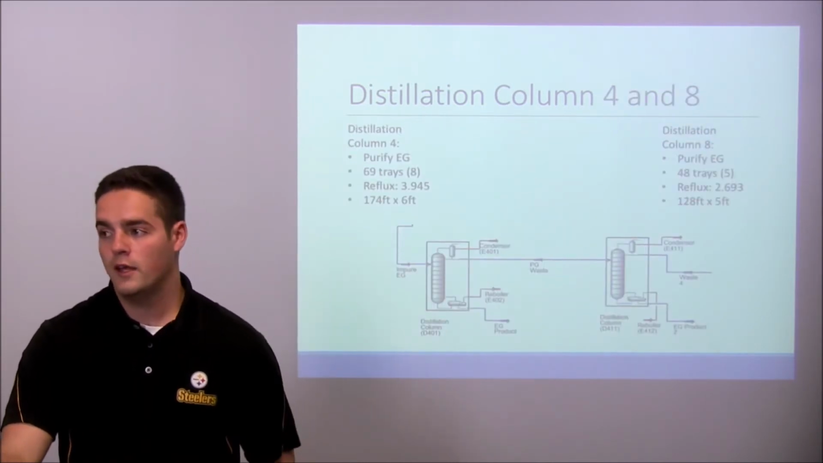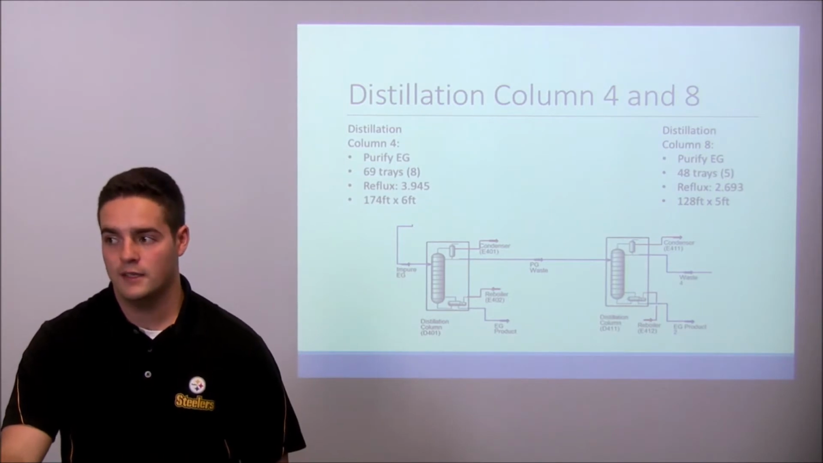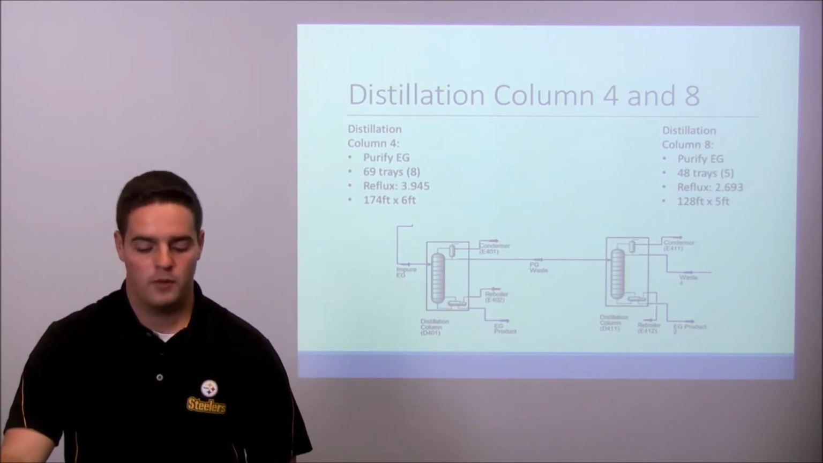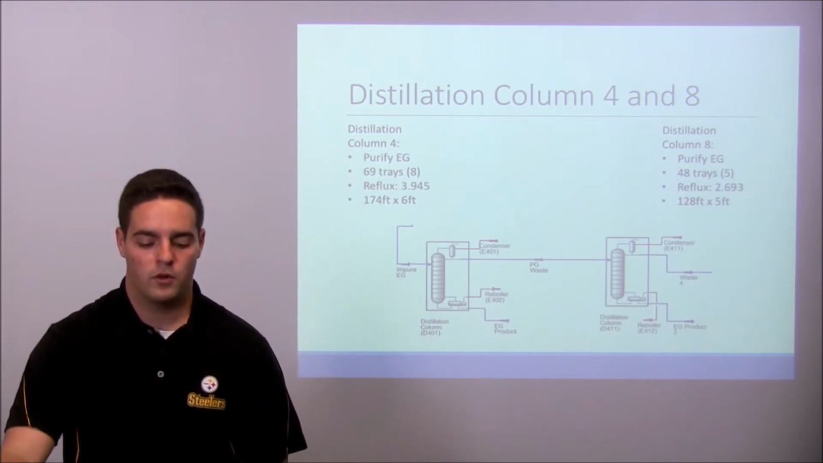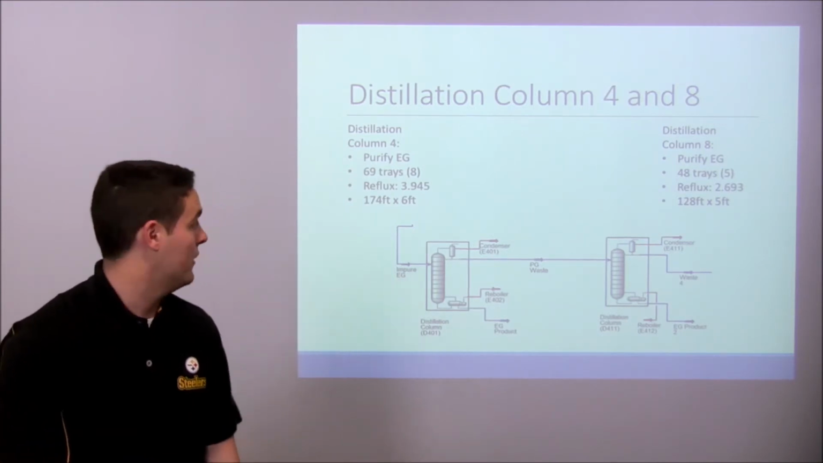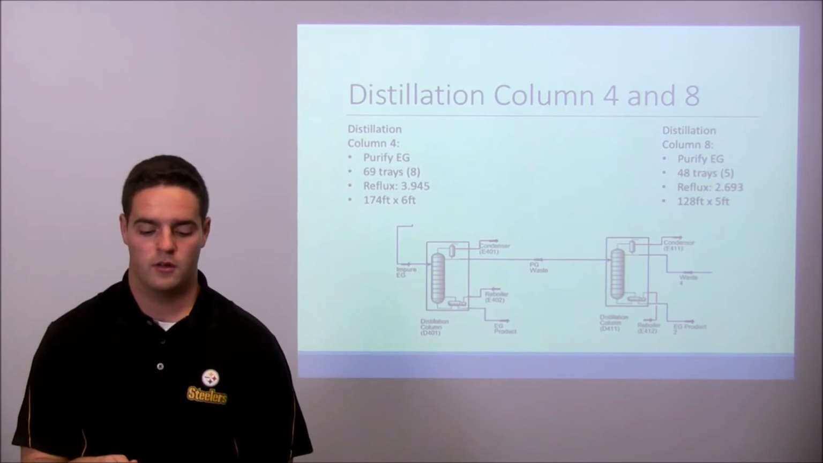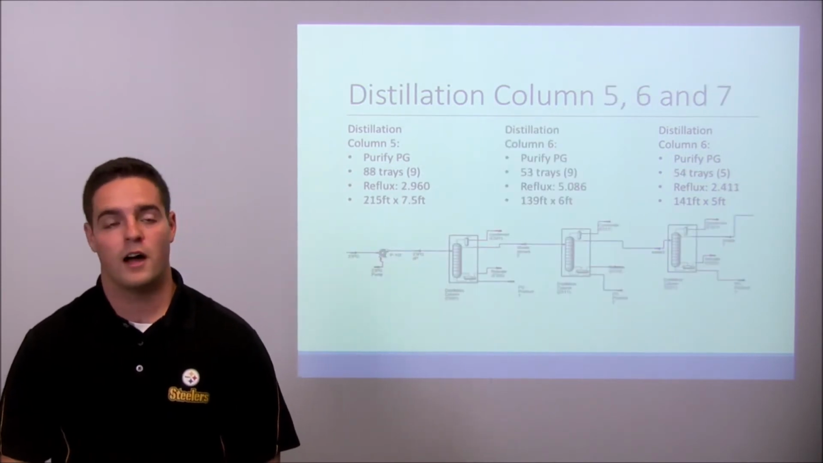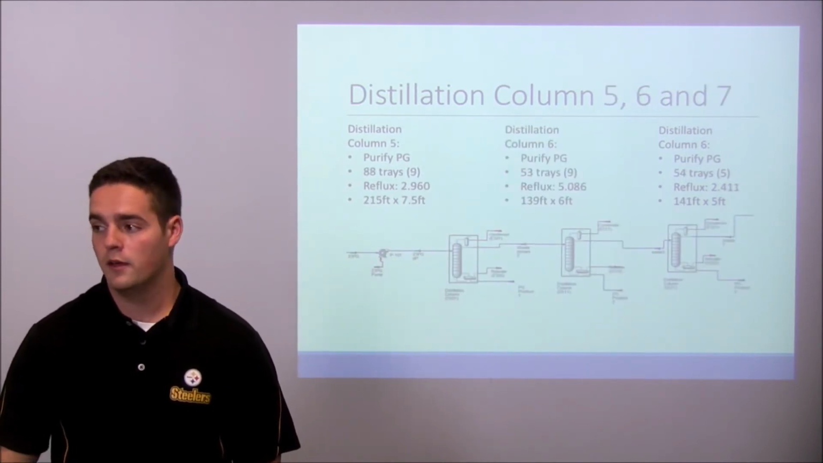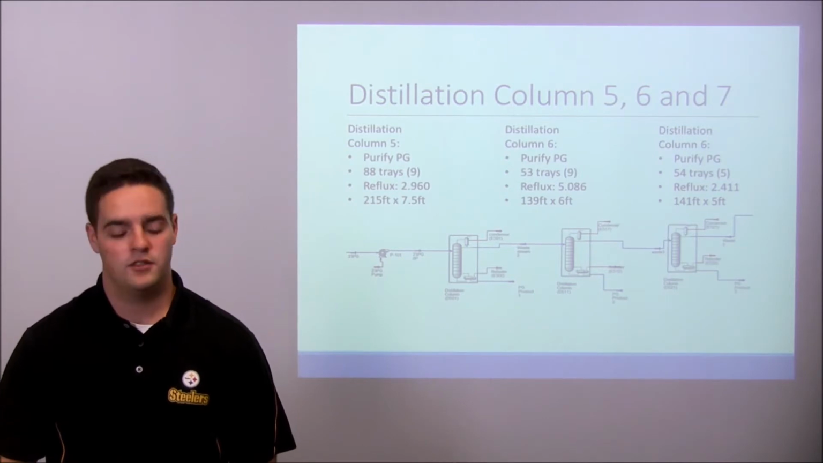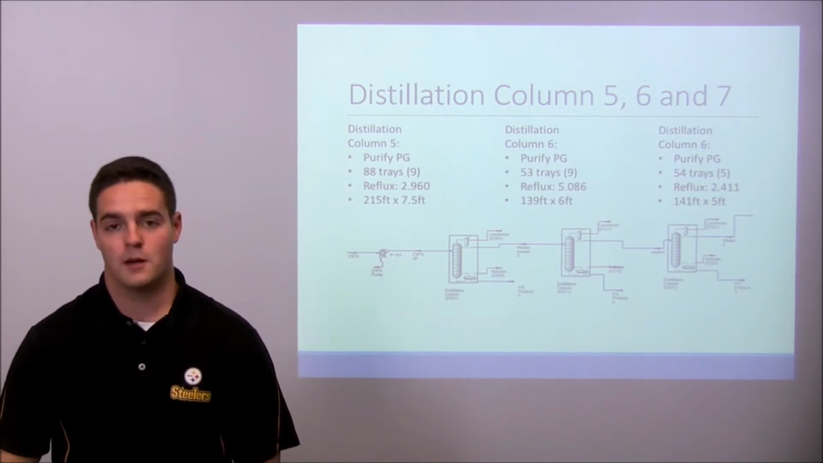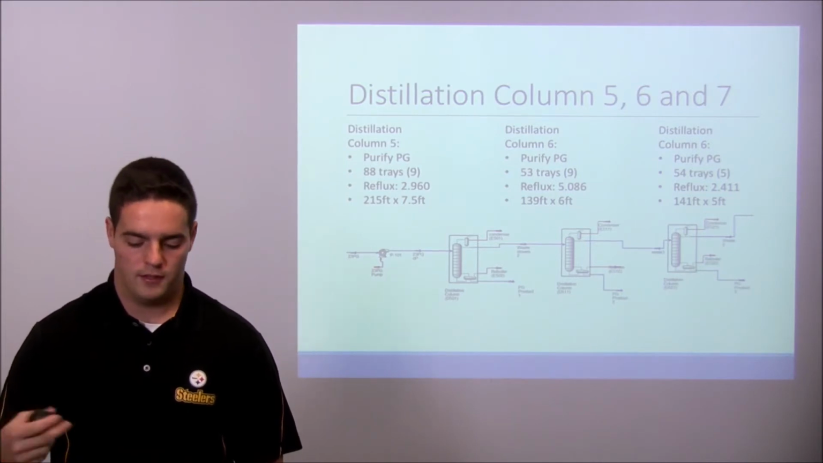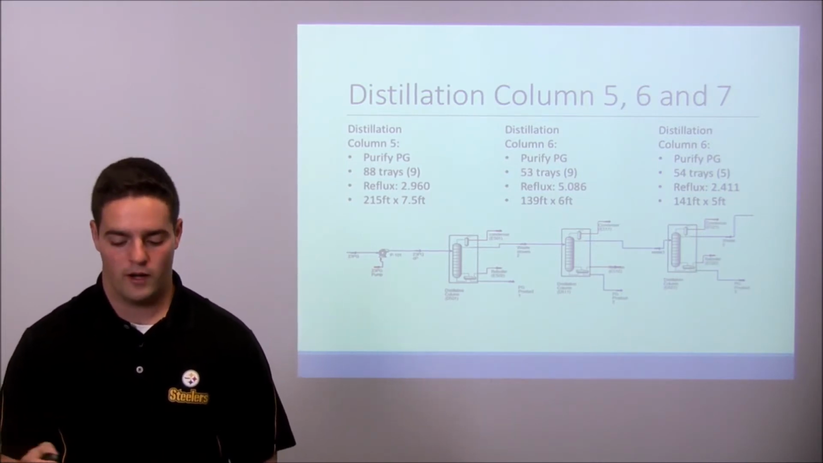Columns 4 and 8 will then separate the EG out the bottom at a purity of 99.5%, which will allow us to sell these 2 streams. Columns 5, 6, and 7 will then purify the PG of our system, our main product, and it will also be coming out the bottom. And the tops will go into a waste.